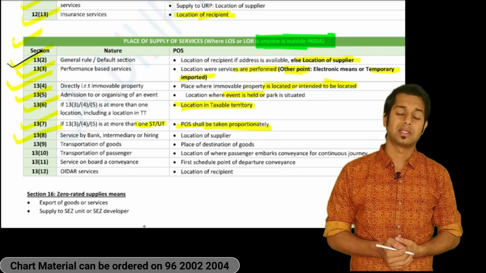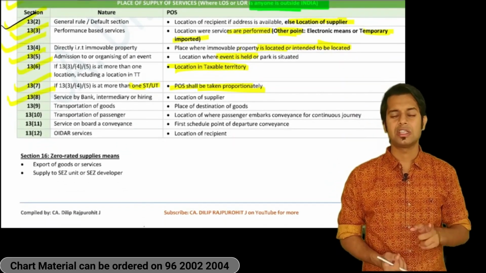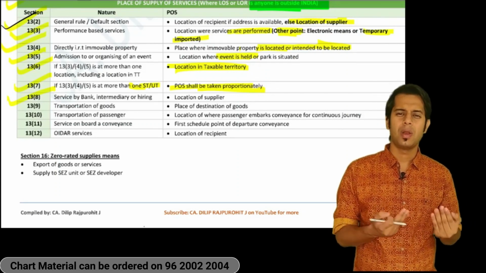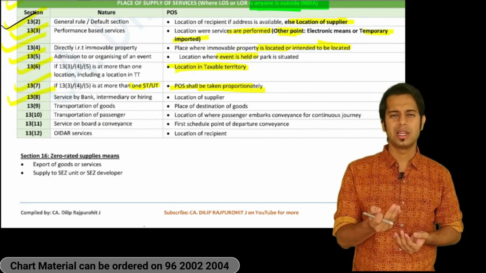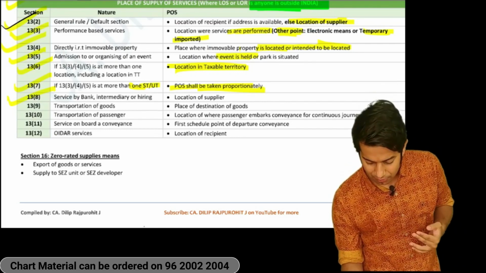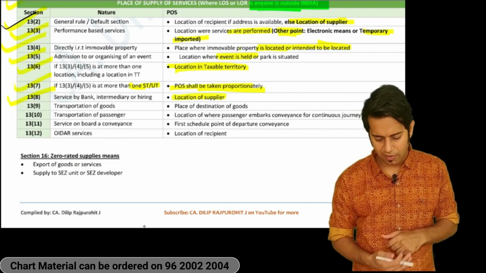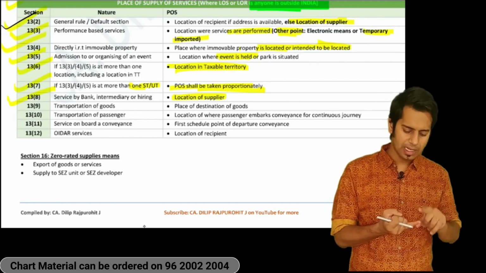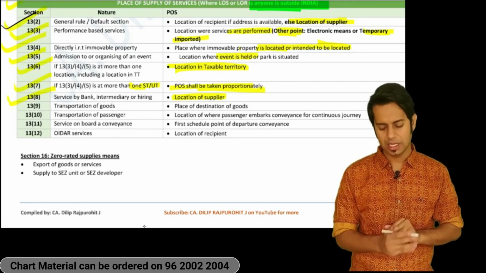Next, section 12 section 13 subsection 8, very important. Section 13 subsection 8: services provided by banks or intermediary services or hiring of all means of transport including vessel but excluding yacht, for a period of more than 1 month, then for that the location of supplier will be the place of supply. In case of banks, intermediary services and hiring of means of transport, the location of supplier will be the place of supply.